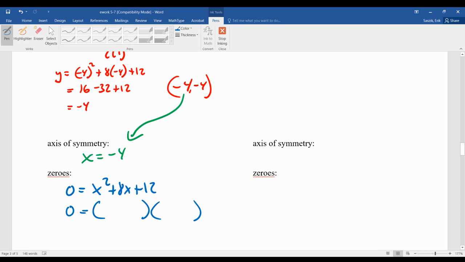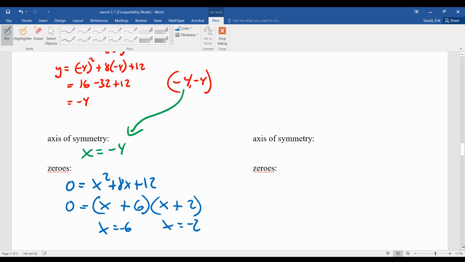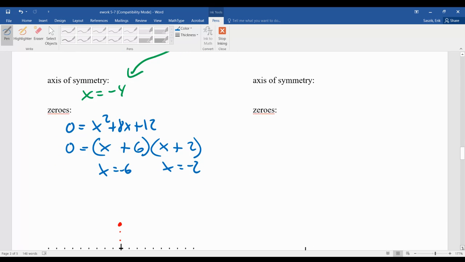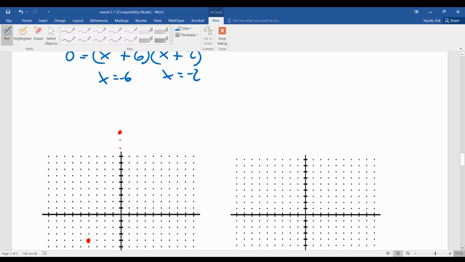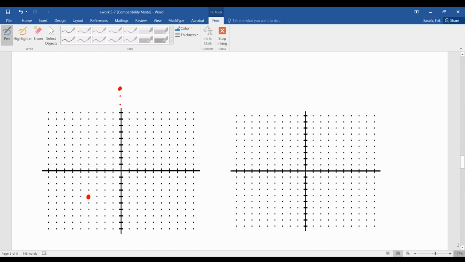It looks like we could probably factor this. 6 and 2, plus and plus. X equals -6, x equals -2. Those are the x-intercepts. All right. So what does that say? It says -6 and -2. There's the -2. There's the negatives. Whoops, I miscounted there. There's the -6.